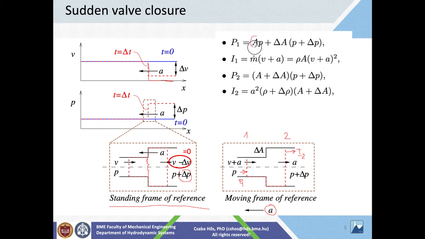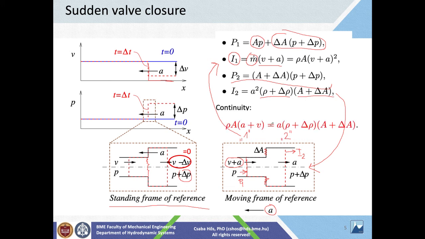Now the pressure force is A times P, which is the pressure force on this surface, and (A plus delta A) times (P plus delta P), which is the pressure force on this surface. So the surface is larger by delta A and the pressure is larger, because that extra pressure makes the diameter extend. Impulse force is always mass flow rate times velocity. So velocity is V plus A at location 1, and mass flow rate is rho A (V plus A). So this is the impulse force here. The impulse force on the other side is A squared times the density increased, and the area is also larger here. And the pressure force finally at location 2 is simply pressure times area.